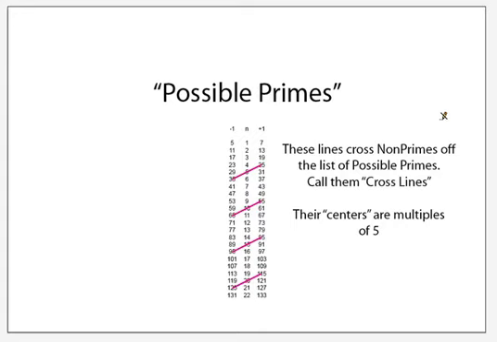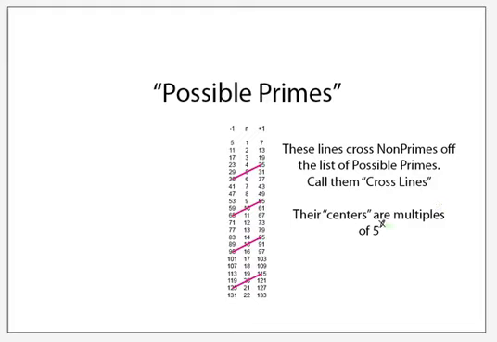And here are all the multiples of 5s that have been crossed off the list. 35, 25, 55, 65, etc. Keeps going down. The interesting thing here is if you draw the line between 35 and 25, the center are also multiples of 5.